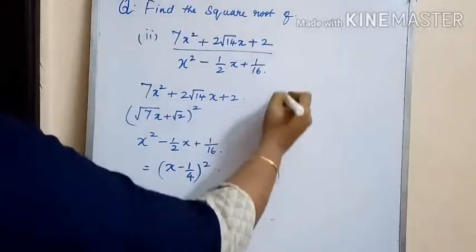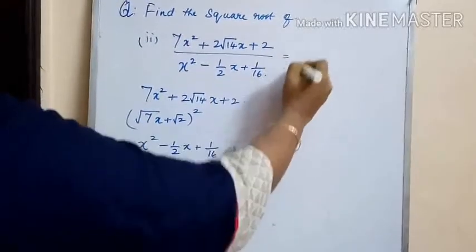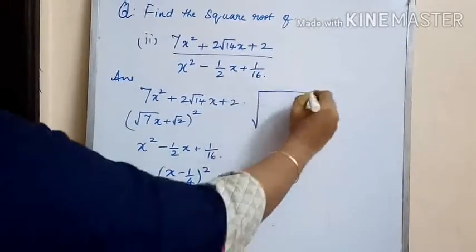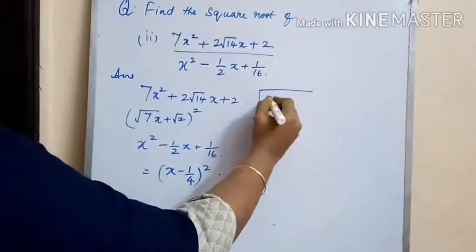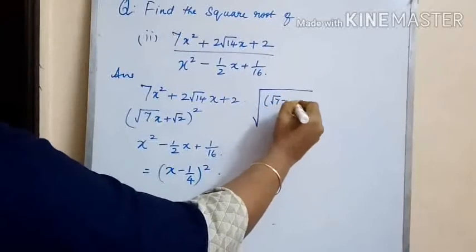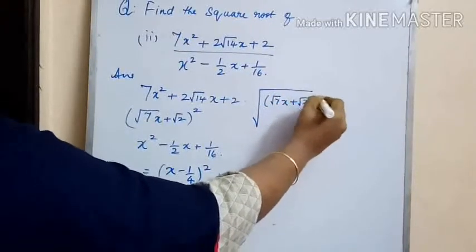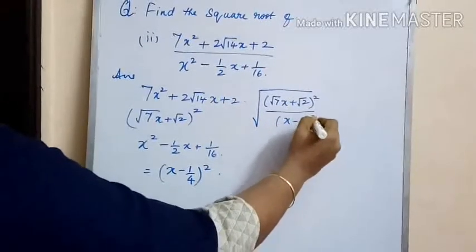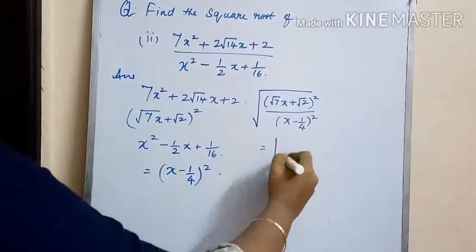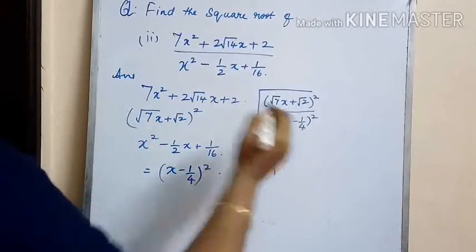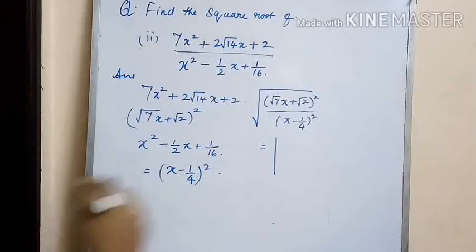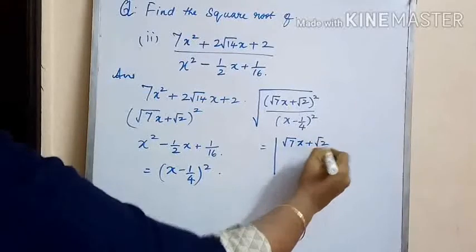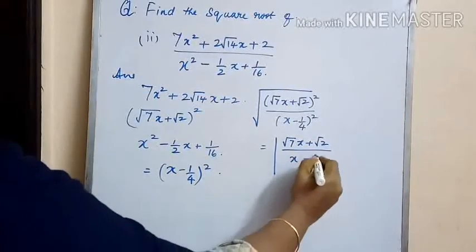Now let us substitute these values in the given rational expression. So square root of root 7x plus root 2 the whole square by x minus 1 by 4 the whole square, which can be written as root 7 x plus root 2 by x minus 1 by 4.